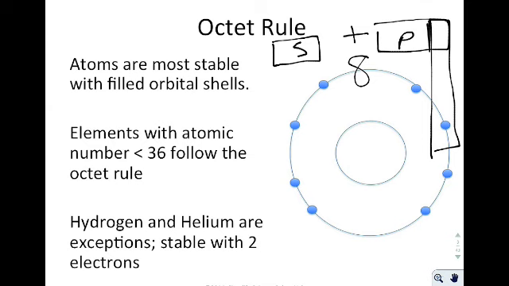Now this is only for elements that are less than 36, because once we get bigger than 36 we have to account for the d and the f orbitals. And we're not going to do that at this point. So we're just going to say that the octet rule is where atoms want to be.